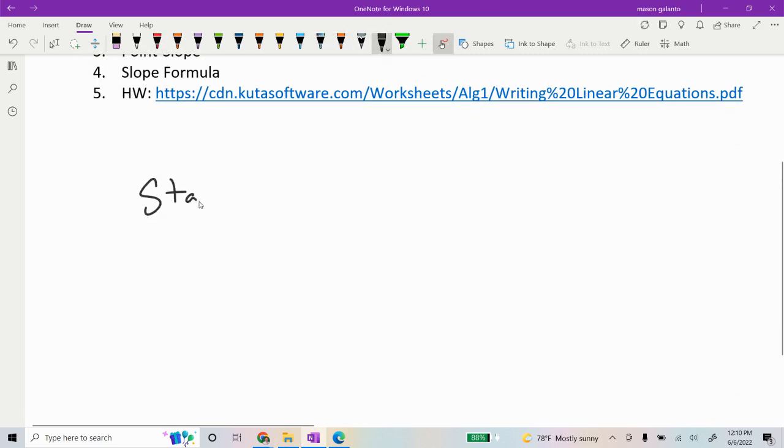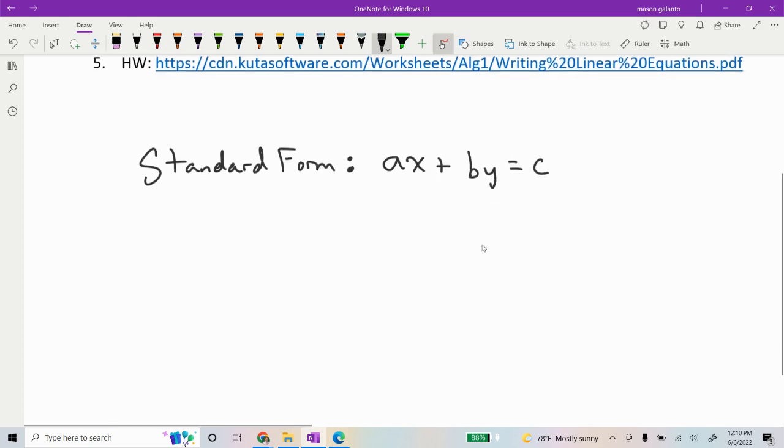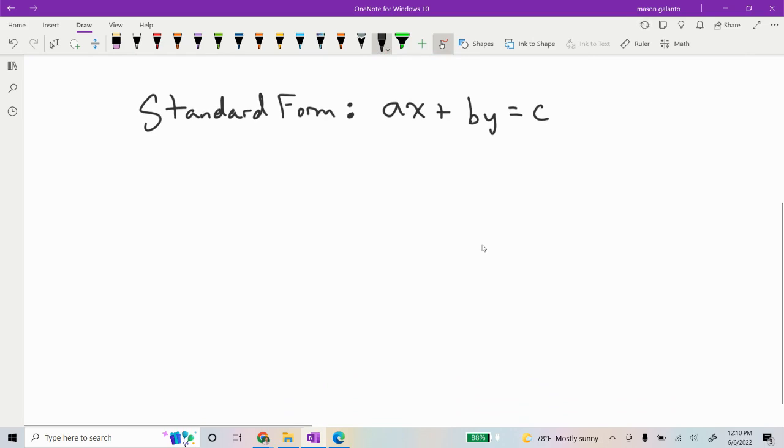Standard form is very unique in the sense that it always has the x and the y values on the same side. And so what we will typically see is something like ax plus by is equal to c. Notice that the x and the y coordinates are on the same side. A, b, and c are just going to be numbers, and typically those would be your coefficients.